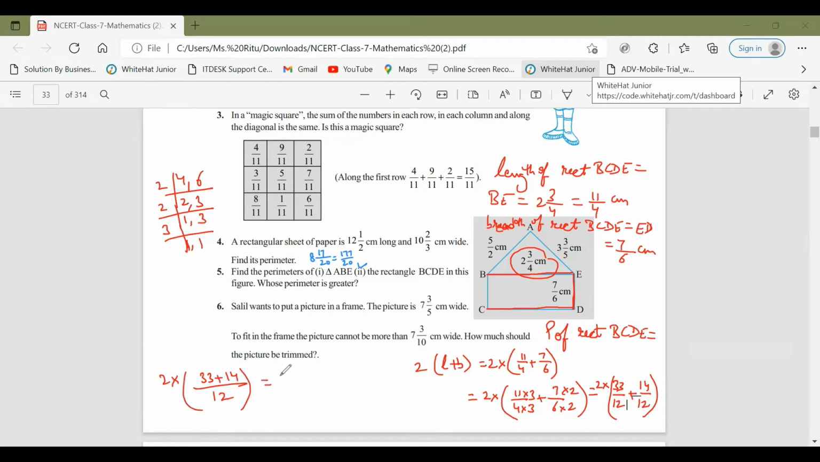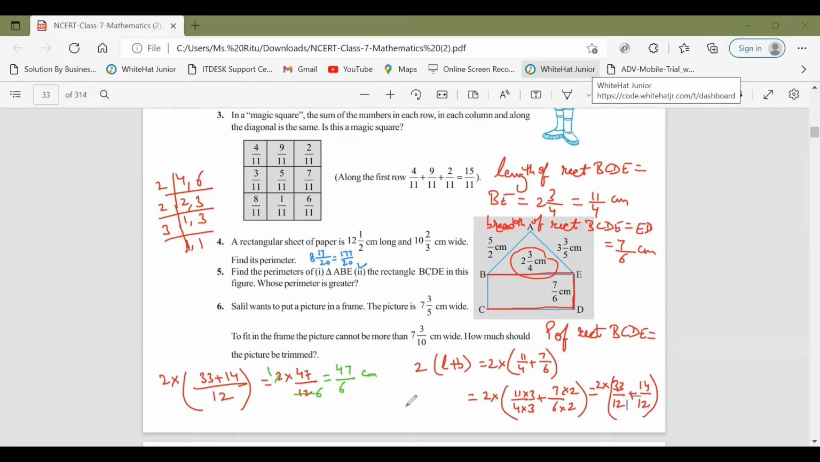Now this would be 2 × (33 + 14), and that would give you the answer as 47. Right, so we will write 47/12. अब देखो यहाँ पर 2 नोमिनेटर में, 12 डिनोमिनेटर में है, तो इनको हम कट कर सकते हैं. 2 × 2, 2 × 6 = 12, which is giving you the answer as 47/6 सेंटीमीटर.